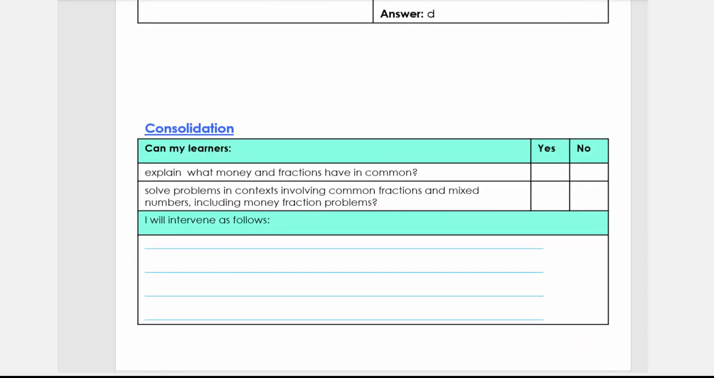And then lastly, we're going to do the consolidation. If you got yeses on all of them, you carry on with the next lesson. If you got no's, you need to revisit or revise certain concepts. Or contact us at SA Teacher.